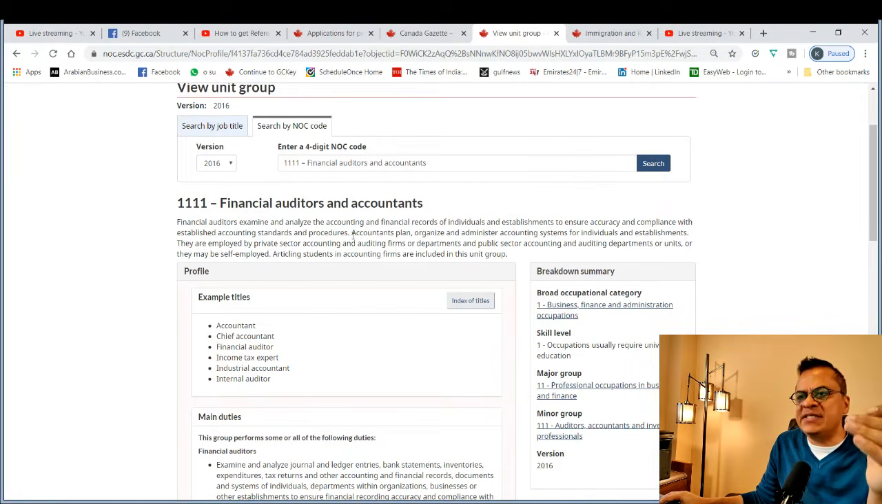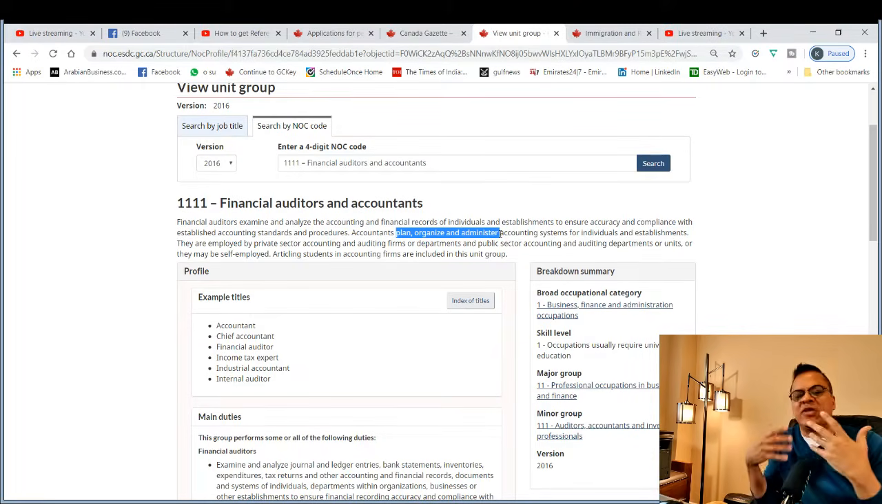Then the next one is, because there are possibly two categories in this NOC, financial auditors is separate, accountants is separate. So it defines for both. Financial auditors has been defined here, and the accountants have been defined here. So accountants plan, organize, and administer accounting systems for individuals and establishments. So now you have it. These are your lead statements. Activities in the lead statements: plan, organize, and administer.